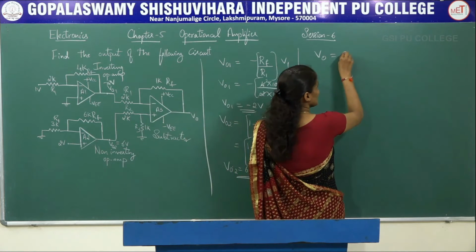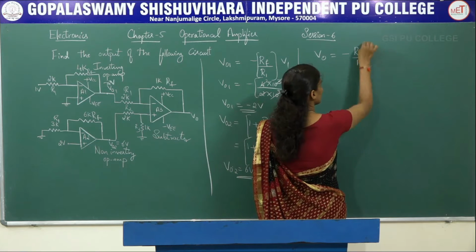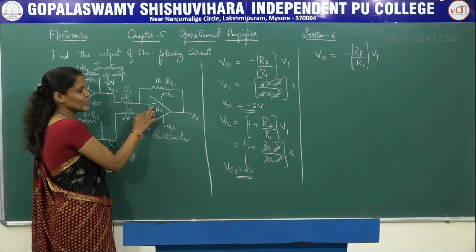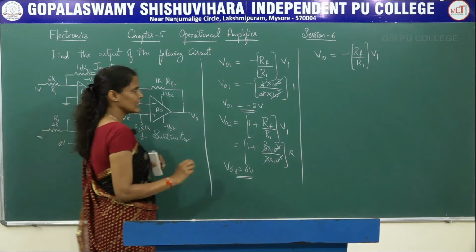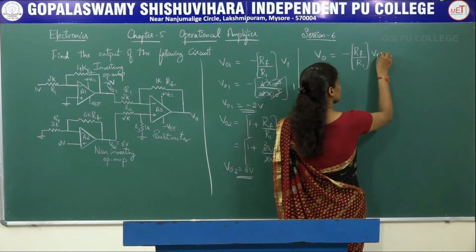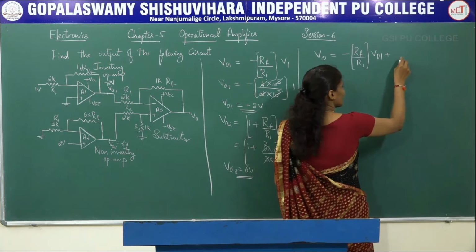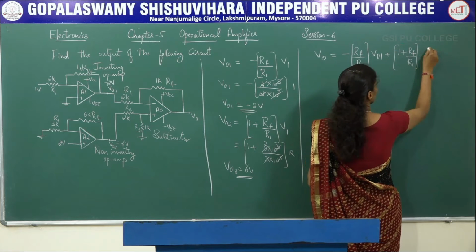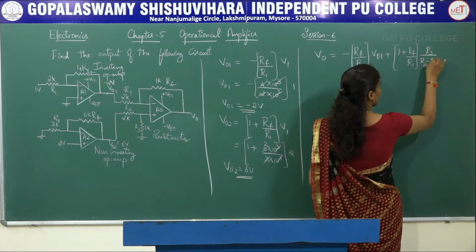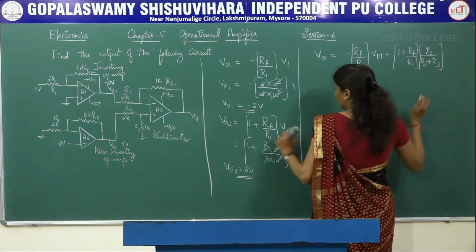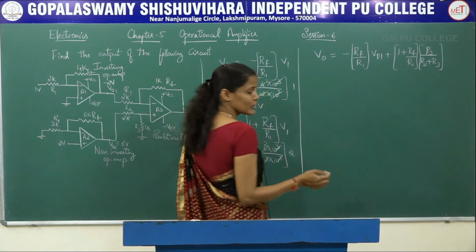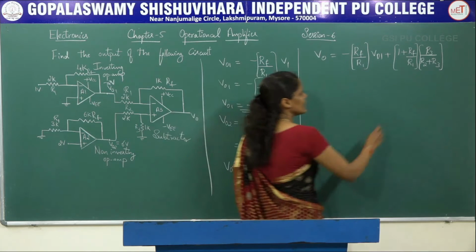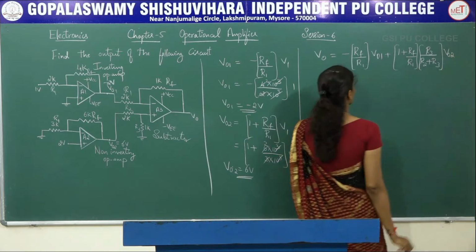For that, the formula is minus RF by R1 into V1. V1 means the input which is being applied to the inverting input terminal of the op amp. Instead of saying V1, let us call that V01, plus 1 plus RF by R1 into R3 divided by R2 plus R3 of the second input which is being applied to the non-inverting input terminal of the op amp, that is V02 is connected. Now substitute those values.